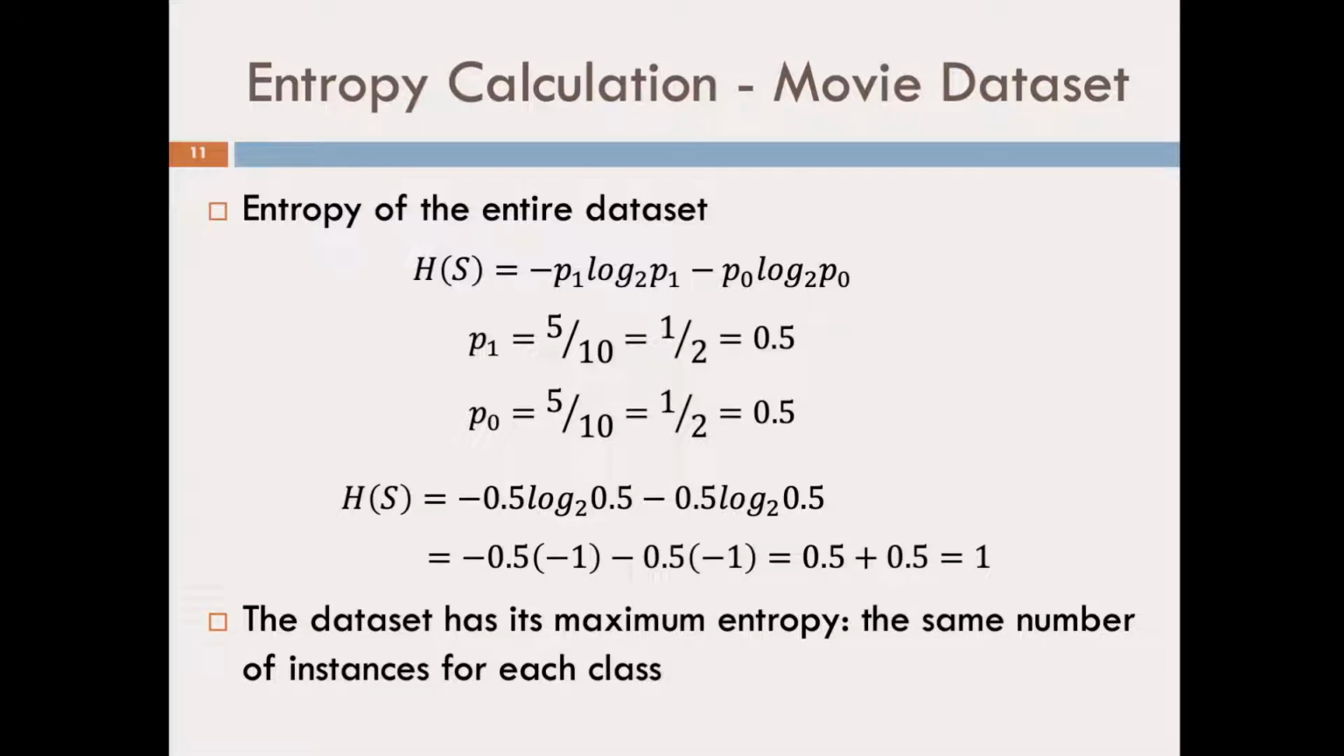Half of the instances belong to one class, and the other half belong to the other class. So the data set has its maximum entropy, the same number of instances for each class. We want to reduce that. We want to choose a feature that reduces this entropy.